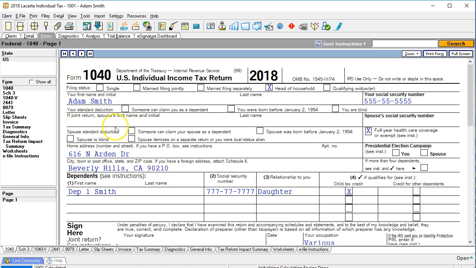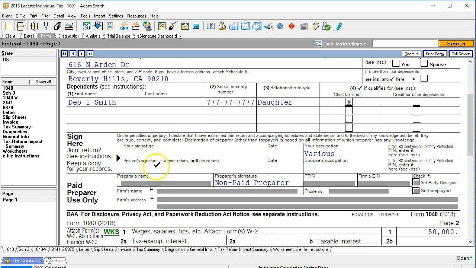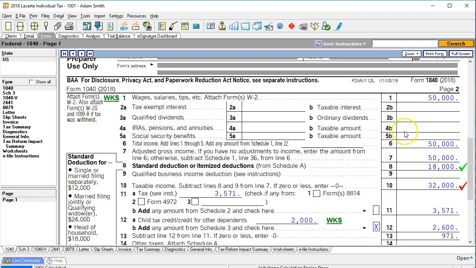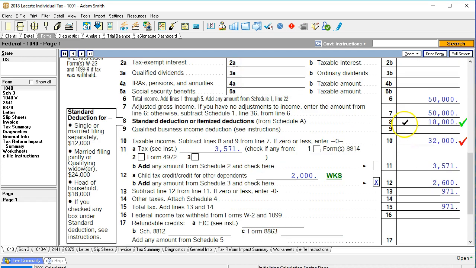Here is our test 1040. We have the head of household filing status. We've got the one dependent. We're going to scroll down and say that the wages were $50,000, compared to the standard deduction, which is going to be $18,000 for the head of household filing status. That leaves us with taxable income of $32,000, with tax being calculated at $3,571.